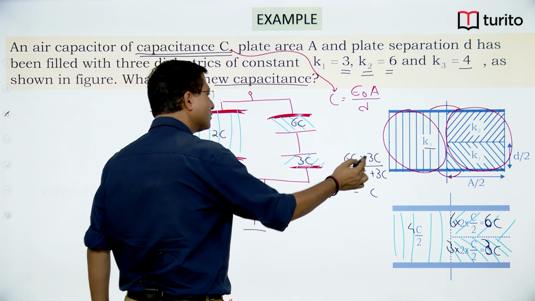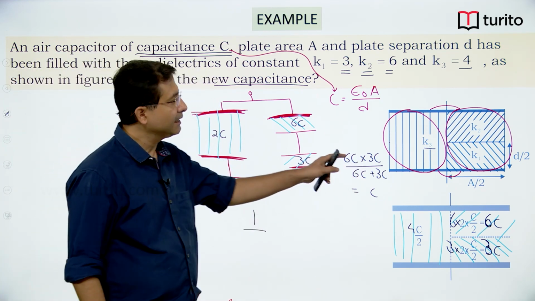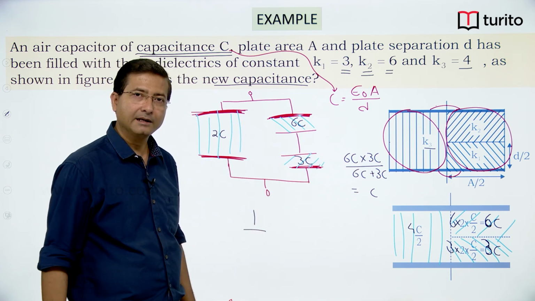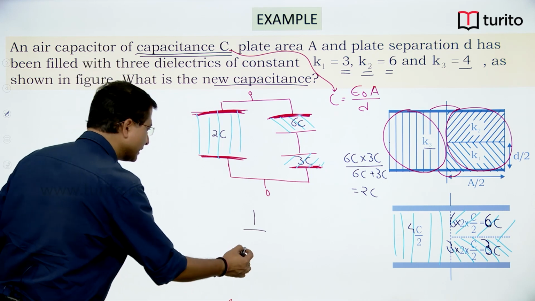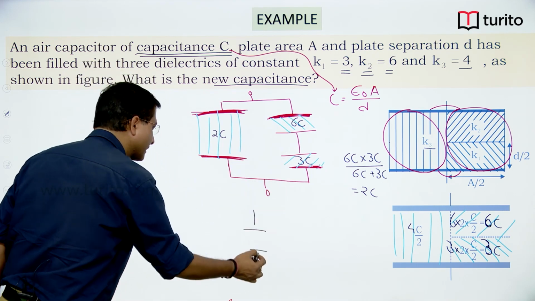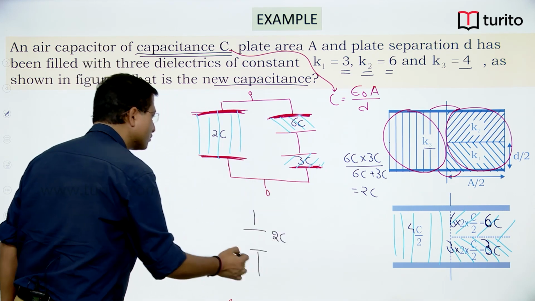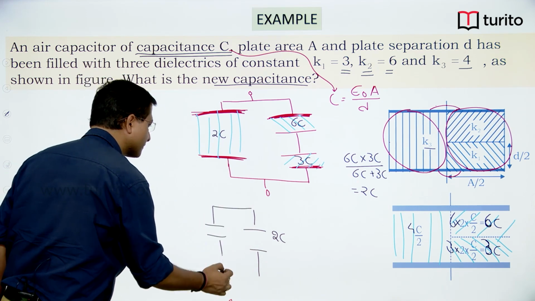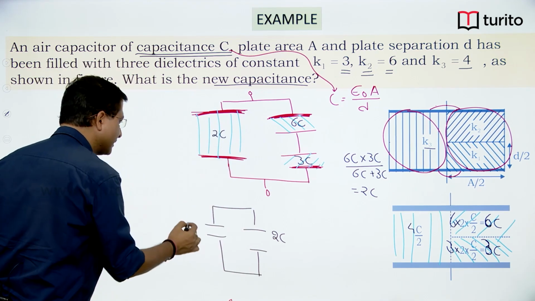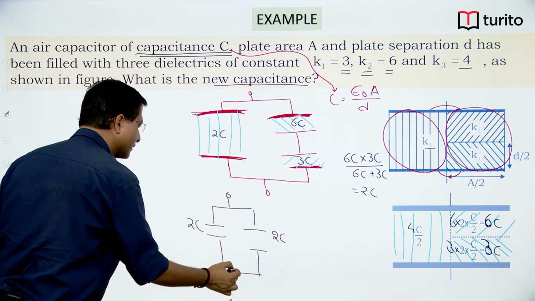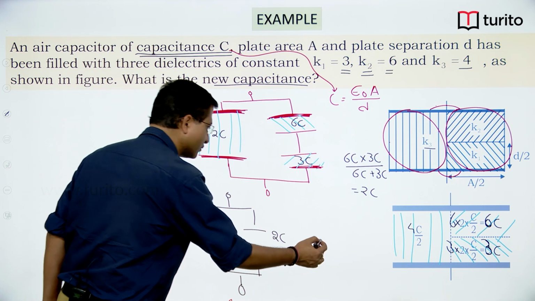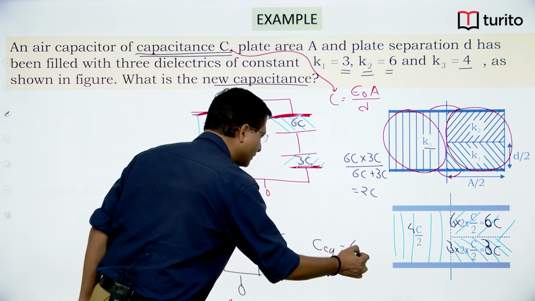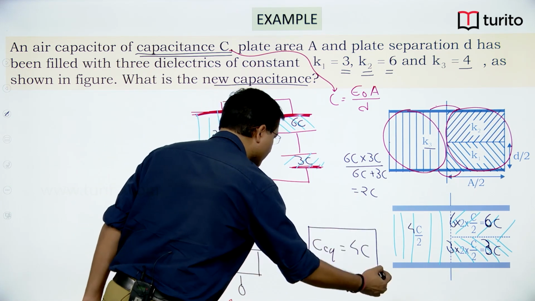6 into 3 will become 18, and 18 divided by 9 will give you 2. So this will be 2C. Here this branch can be replaced by a single capacitor of capacitance 2C, and this is again 2C. They are connected in parallel. What would be the capacitance? The equivalent capacitance will be 4C.